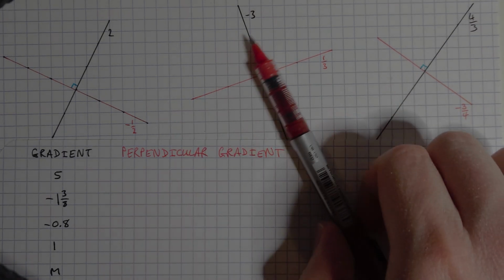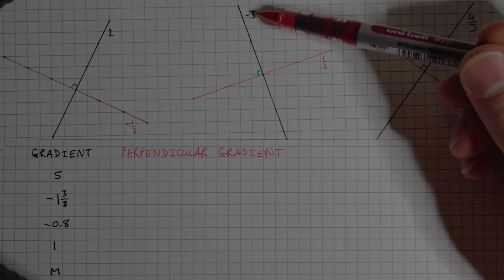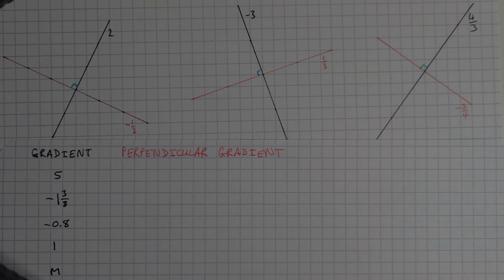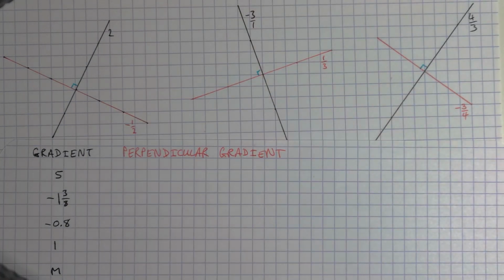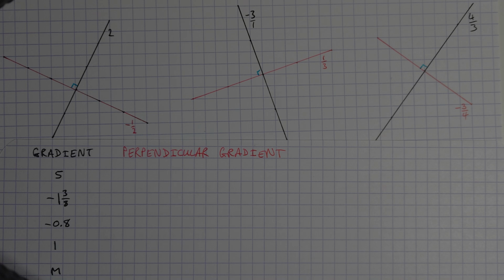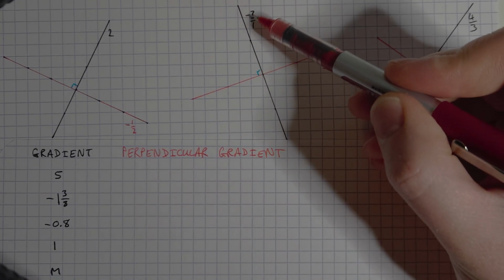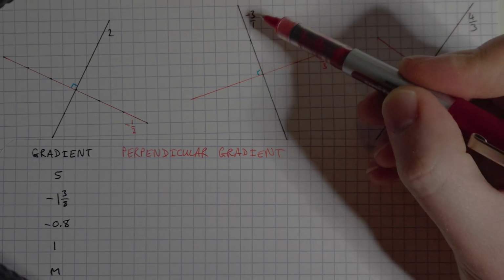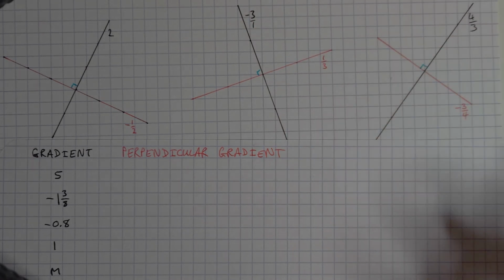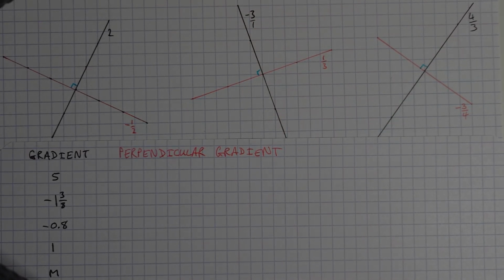Over here it's negative. Over here it was negative to begin with, and when you flipped it over, 3 became 1/3 because I suppose technically you started off with 3/1. You don't normally write whole numbers as fractions, do you? But it was a whole 3, so 3/1. Flip that over, becomes 1/3. It was negative to begin with, so the perpendicular gradient is positive.